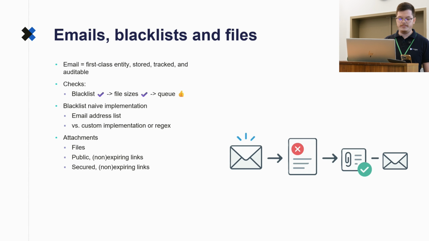So, let's start with the basics. How we handle emails, blacklists, and files. As I said, we needed to have all the information about the emails, what happens to them, if they were sent or failed, etc. And that's why we treat them as a first-class entity. Every email is stored, tracked, and auditable. Before the email even enters the queue, it is validated. The validation includes steps like checking if the sender is not on the blacklist, if the file sizes for the attachments are within limits, and if the attachments are safe.